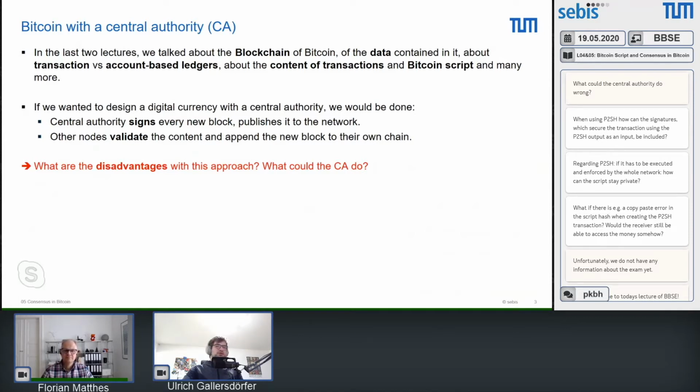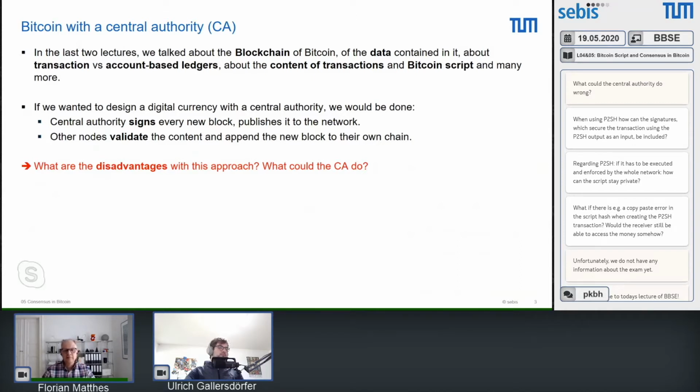So the CA could include transactions or remove transactions from the block. It could first publish blocks and then maybe later on publish new ones with the same height, for example. It could ignore transactions. I think it could not manipulate existing transactions. So exactly, that's the important point. Once the central authority does anything, it becomes public and it can be verified.